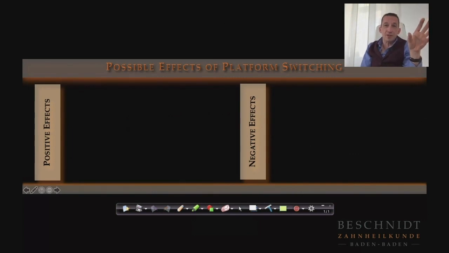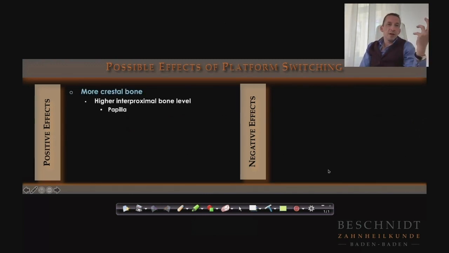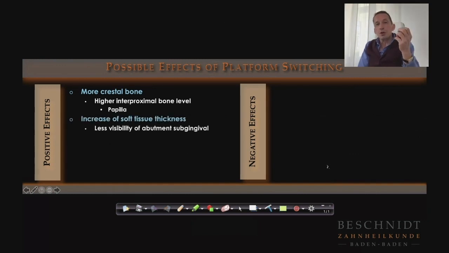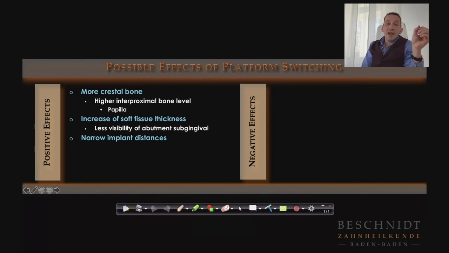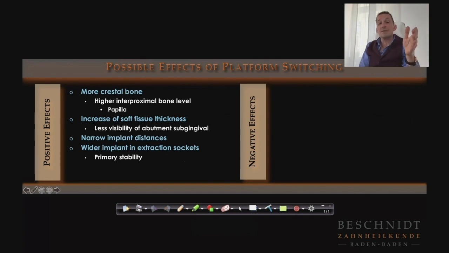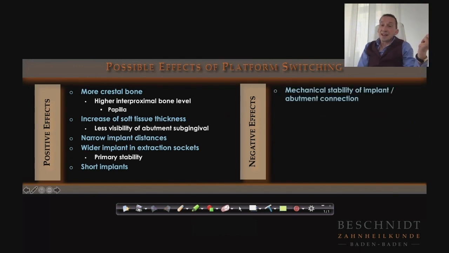So the possible effects of platform switching are, on the positive side, we have more crestal bone. We have more soft tissue around abutments because the abutment is more tiny. We can allow narrow implant distances because we just lateralize the gap. We can use wider implants in extraction sockets, which gives us more primary stability, and we can come out with a more tiny abutment. And we might use shorter implants. On the negative side, the mechanical stability of the implant-abutment connection of platform-switched abutments is less compared to butt joints with the same size.